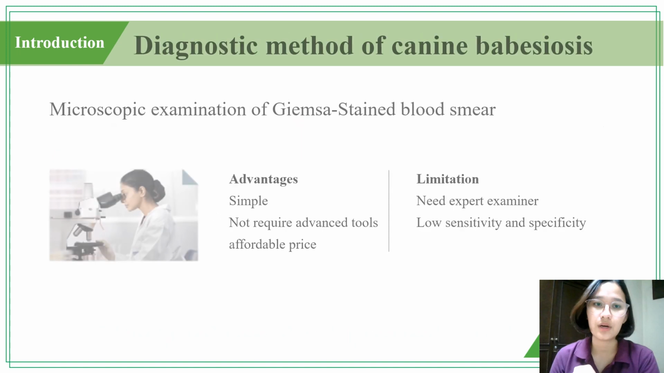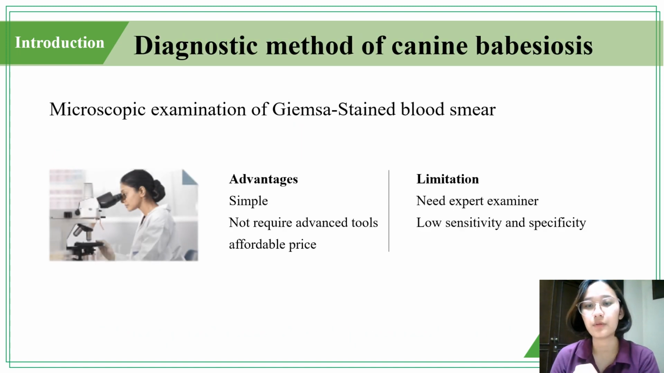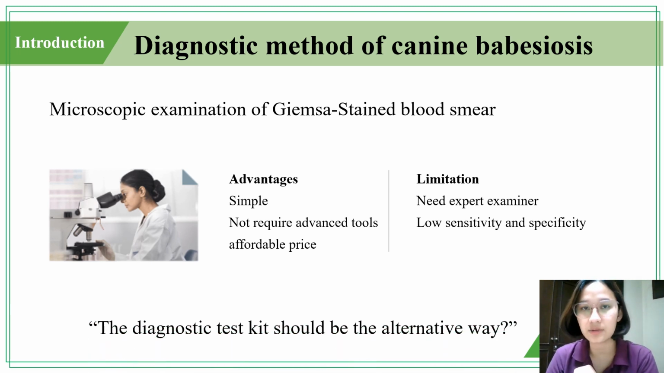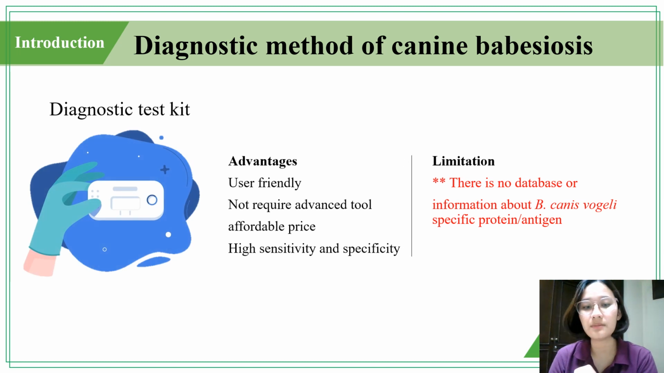For the diagnosis method for canine babesiosis, the most used at present is microscopic examination because it's simple, does not require any advanced tools, and is affordable. But the limitations of this method are that it requires an expert for investigation and comes with low sensitivity and specificity. So a diagnostic test kit should be an alternative way because it can solve the problem of sensitivity and specificity.